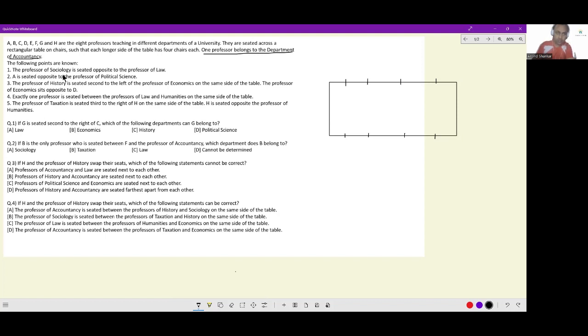Next, the professor of sociology is seated opposite the professor of law. We can't really work that out right now, where the professor of sociology and law is. So we leave it be. A is seated opposite the professor of pol science. Again, we can't really fix this up right now. The professor of history is seated second to the left of the professor of economics on the same side of the table. The professor of economics sits opposite to D.